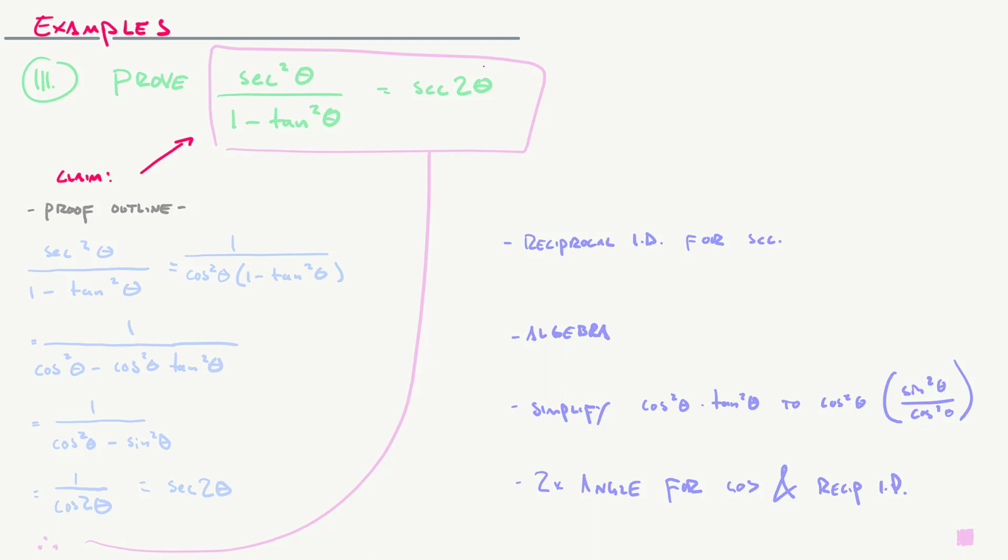You can say, oh, this is by the secant of 2 theta identity that Mock proved in a video. That's totally fine. You can do that. All right, so let's move on to the last example.